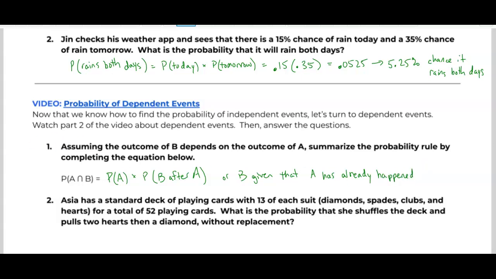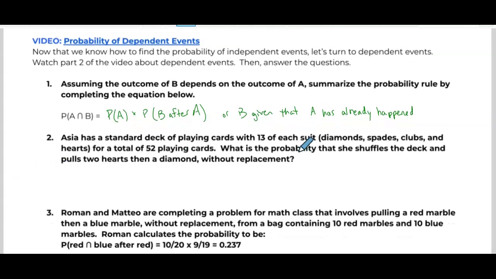Okay, so let's look at an example of that. Asia has a standard deck of playing cards, 13 of each suit, 52 total cards, just like we saw in that image before. What is the probability that she shuffles the deck, pulls 2 hearts, then a diamond without replacement? All right, so we've got 3 cards being drawn, right?